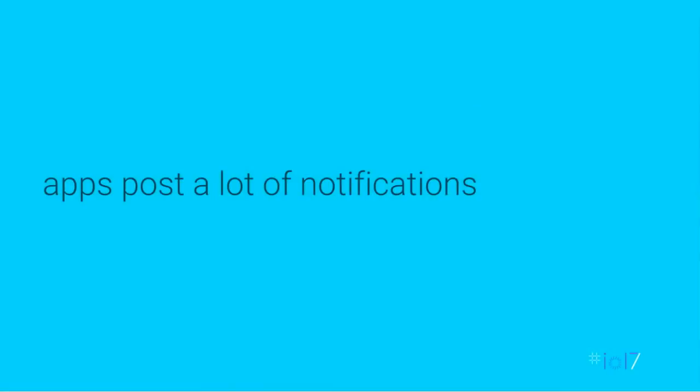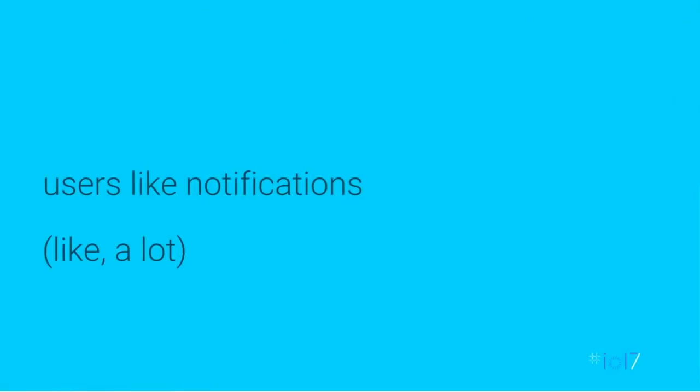Notification channels is probably the biggest piece of new API surface in the notification system, and there are a lot of interesting design decisions there. Let's talk about it. Let's just start with the base assumption that apps post a lot of notifications, kind of a lot. But that's OK, because users like notifications. Also, kind of a lot. So this is actually a good state of affairs.